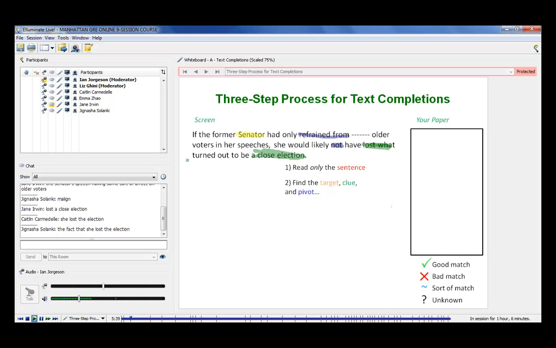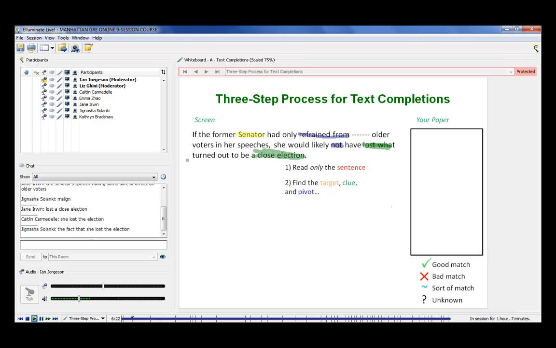So this is actually important, right? Think about how this sentence changes if I take away the word refrained. If the former senator had only blanked older voters, then the word would have been positive. Do you guys see where I'm going with that? So there's a big difference between not doing something and losing the election and doing something and losing the election. And then we add in this idea that what we're talking about is not losing the election, right? She would not have lost the election if only she'd refrained from doing something.